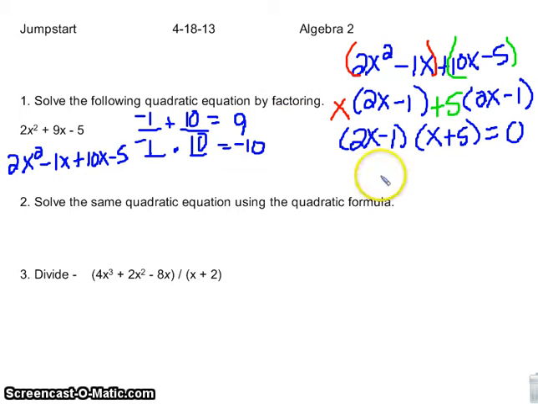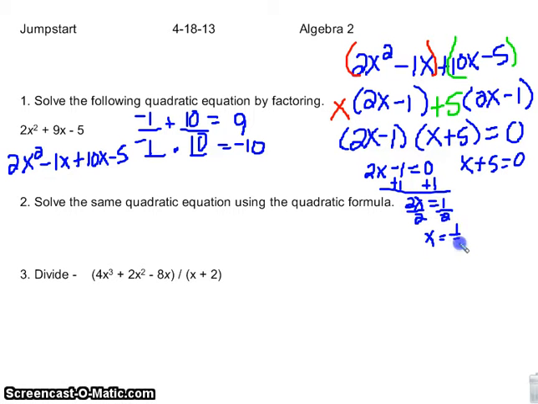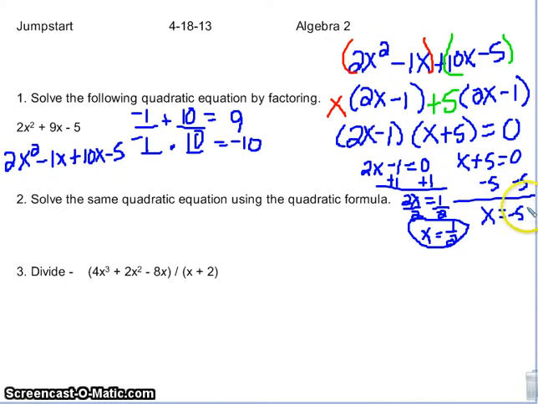So we're going to say that we have 2x minus 1 equals 0, x plus 5 equals 0. Add 1, 2x equals 1, divide by 2, x equals 1/2. Subtract 5 from both sides, and x equals -5. So I have two answers. My two answers are 1/2 and -5. We okay with that?